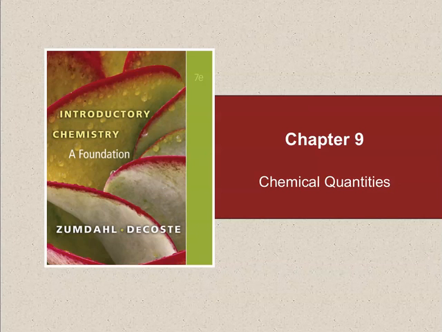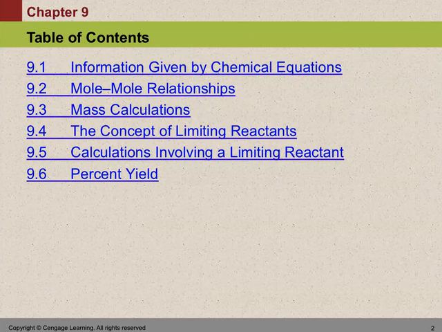Welcome to this lecture for Chapter 9 of the textbook Introductory Chemistry. The title for this lecture is Chemical Quantities. In this lecture, you will learn how to read and interpret the quantitative information provided in a balanced chemical equation.